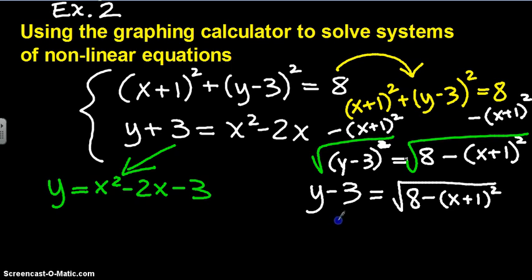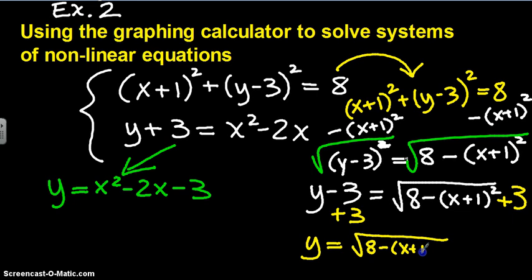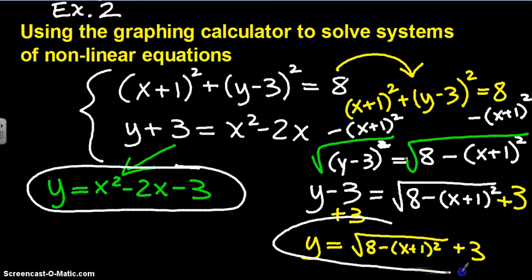So now I'm going to add 3 to both sides. Notice that I'm adding 3 after I have taken the square root, so the 3 is not up underneath the radical. So I have y equals the square root of 8 minus (x plus 1) all squared, plus 3. So my two equations that I'm going to put in my calculator are here and here. But wait, there's a catch. When I take the square root, I have to account for the possibility that it could be plus or minus.